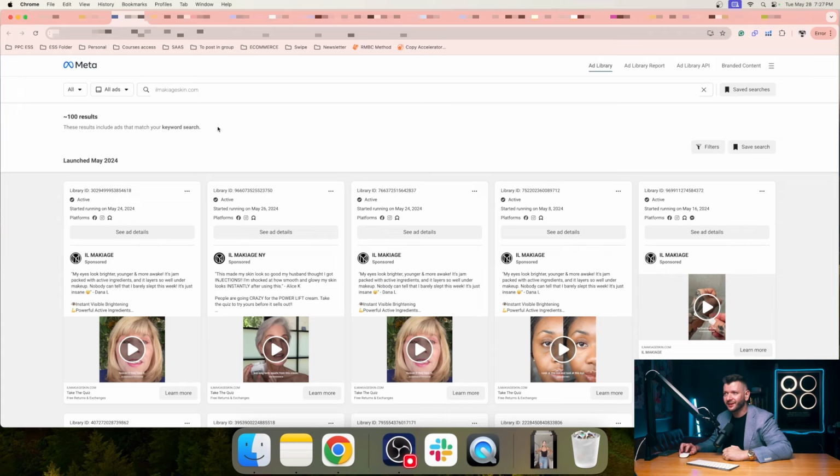I want to show you an example of a similar brand. This is actually our biggest competitor here. It's called Il Maquillage, right? And so you would see different formats that they're using.